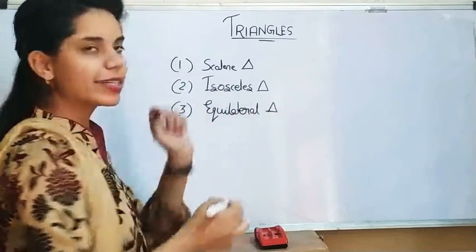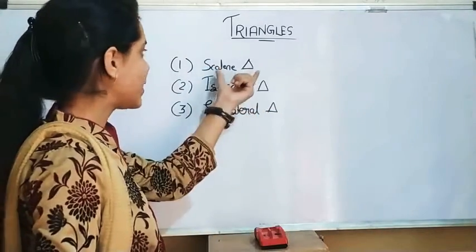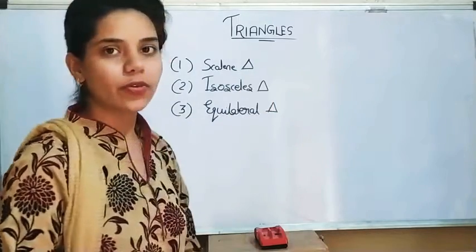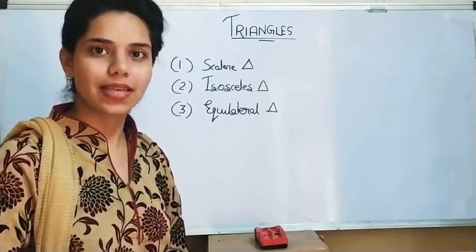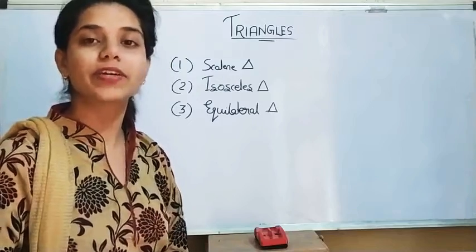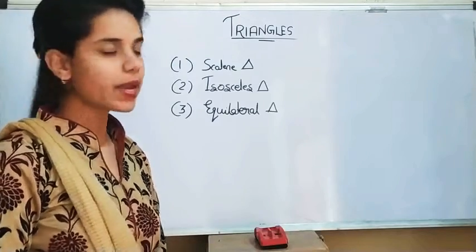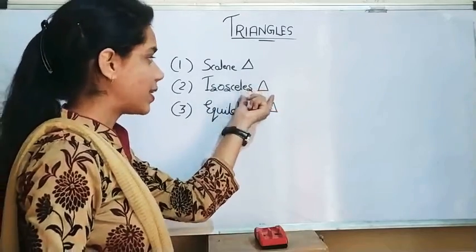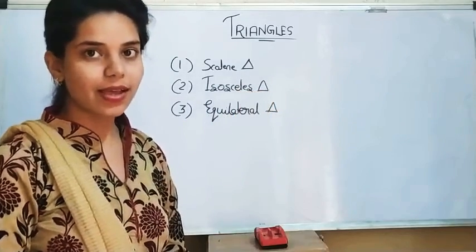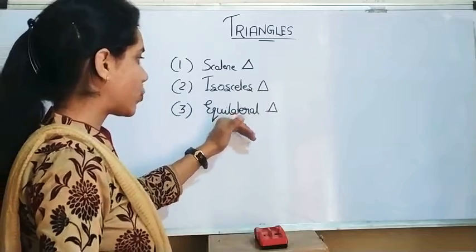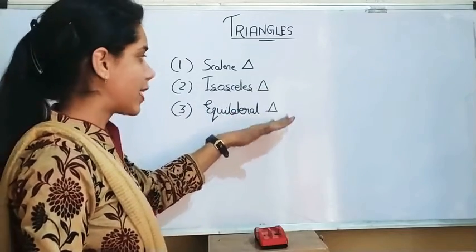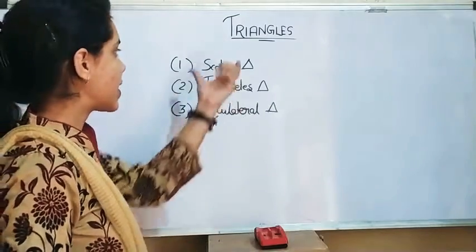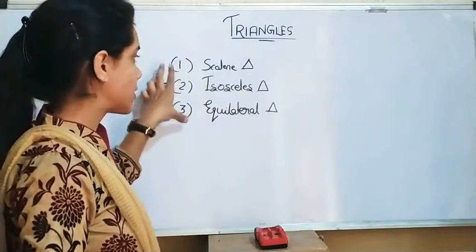What are scalene triangles, students? Scalene triangles are those triangles whose all sides are unequal. They have no equal sides. All sides are of different measurement. What are isosceles triangles? An isosceles triangle means one whose two sides are equal. And what are equilateral triangles? The triangle whose all sides are equal. So these are on the basis of sides.